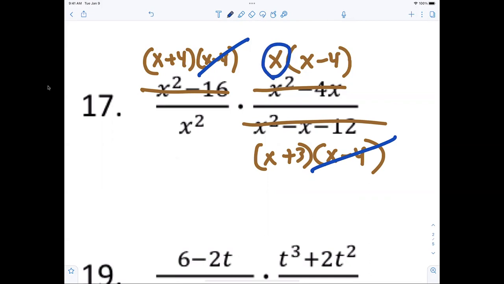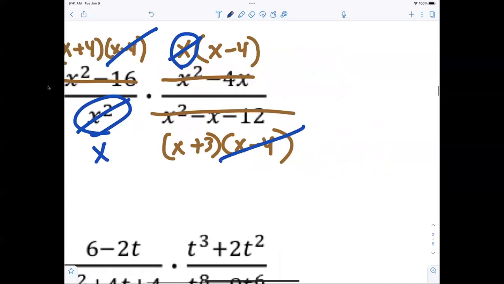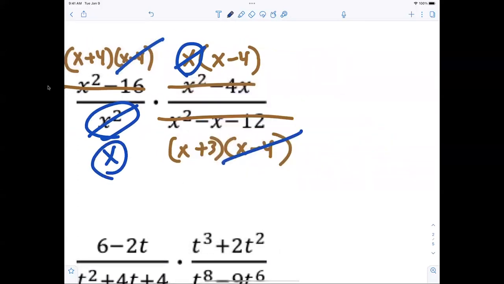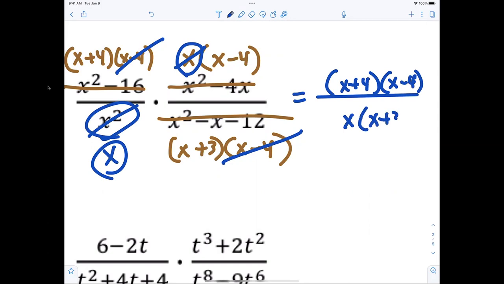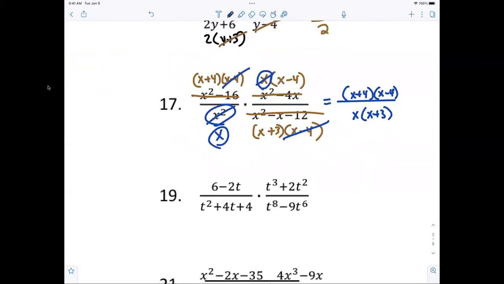Those x's can cancel, and then you'd be left with a what on the bottom? x plus 3 on the bottom. And an x. Do you see that or not? Okay, so my final answer is what was left on the top? x plus 4 and x minus 4. Exactly. What was left on the bottom? x, then parentheses x plus 3. That's nice. x and x plus 3. Good job. All right, I'm pretty happy with that.